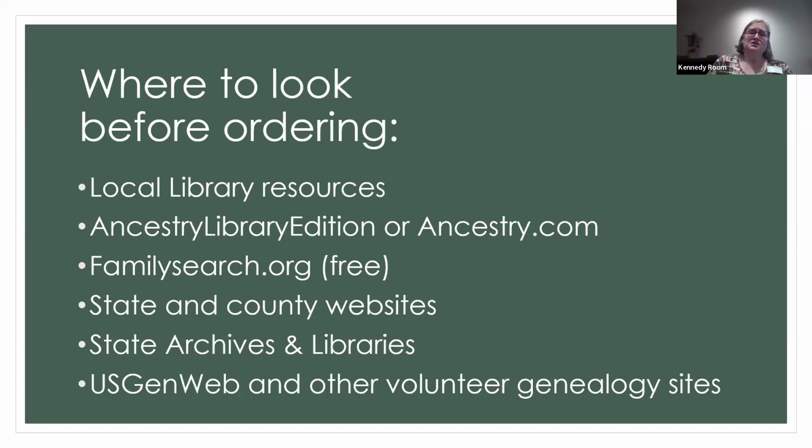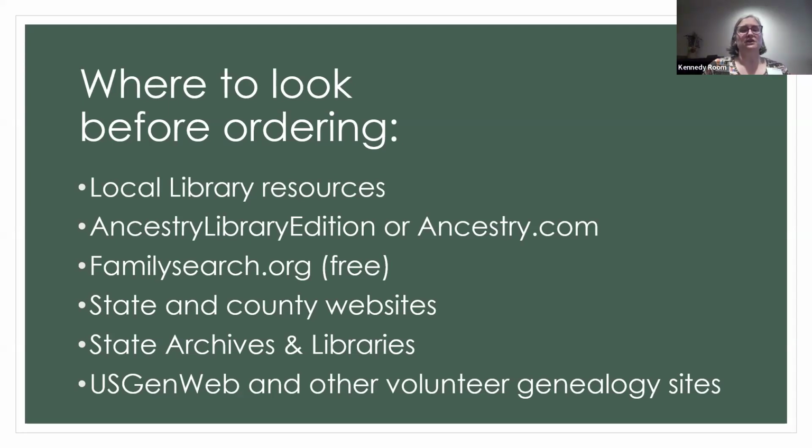Ancestry Library Edition or Ancestry.com, FamilySearch.org, state and county websites, because they may give you a hint or they may have indexes or information on their site. Again, it varies depending on county by county and court by court within the county. State archives and libraries may have state information that is in the public domain available, or they may have guidelines for where to find things.